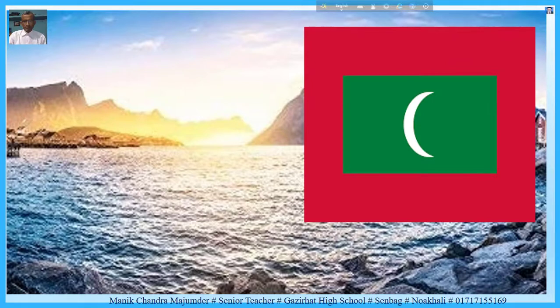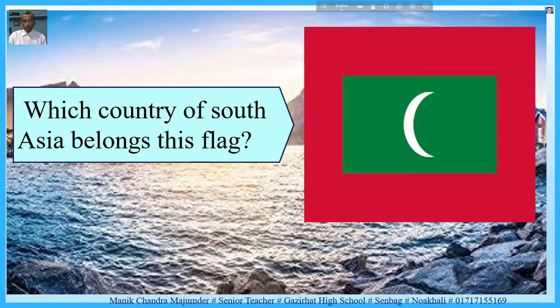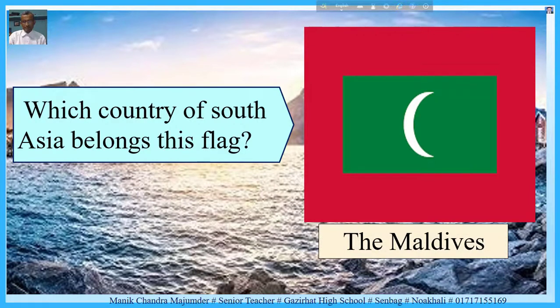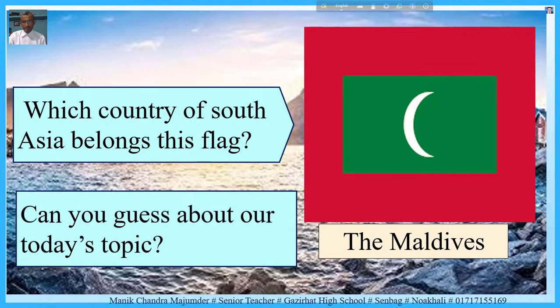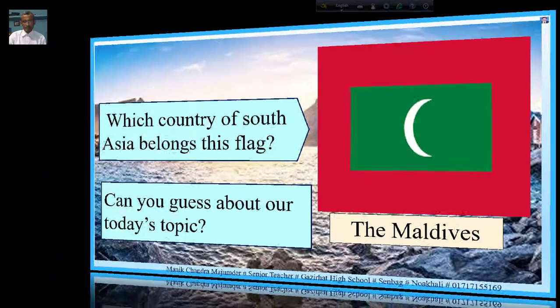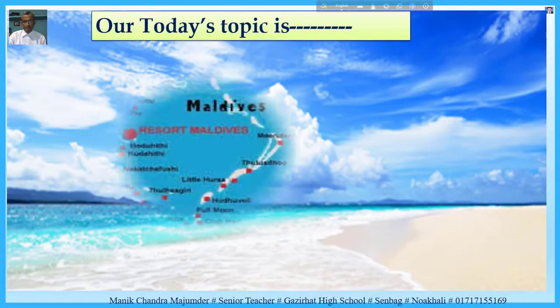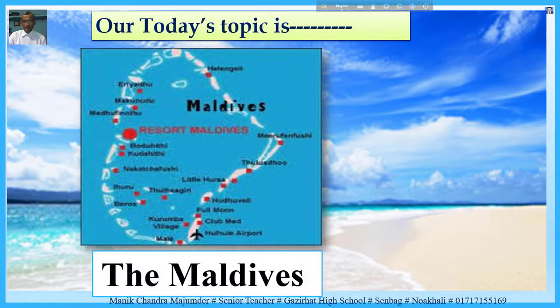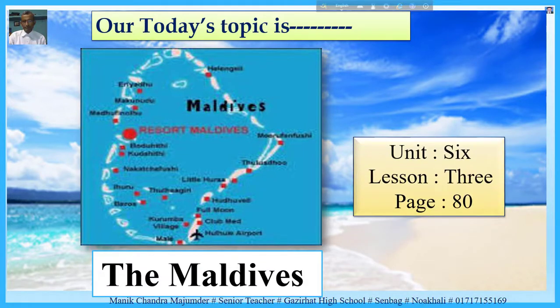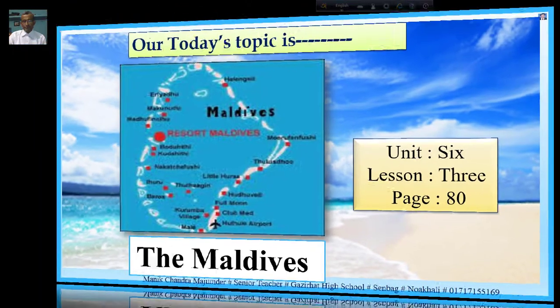Learners, there is a flag. Which country of South Asia does this flag belong to? Yes, the Maldives. Thank you, learners. Can you guess our today's topic? Yes, our today's topic is the Maldives, Unit 6, Lesson 3, Page 80.